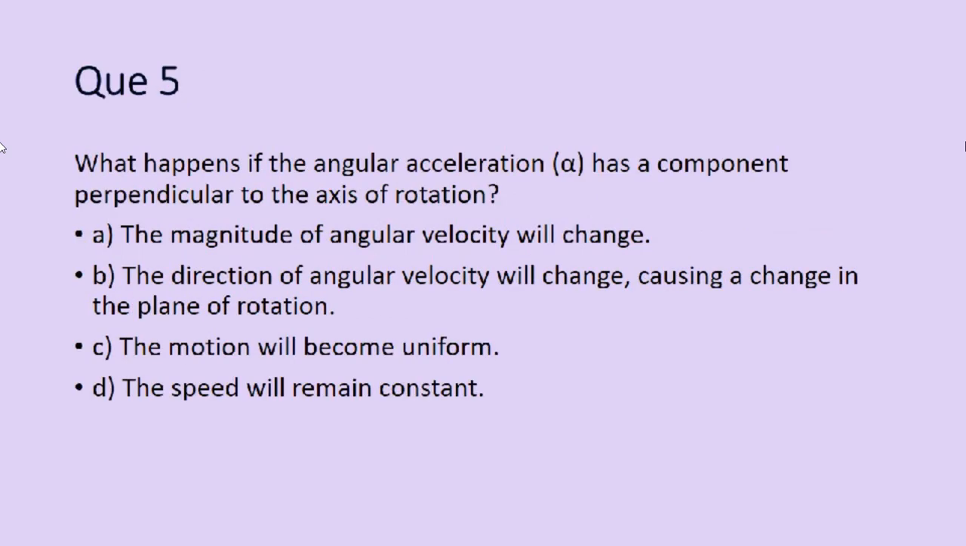Question number 5. What happens if the angular acceleration alpha has a component perpendicular to the axis of rotation? Option A, the magnitude of angular velocity will change. Option B, the direction of angular velocity will change, causing a change in the plane of rotation. Option C, the motion will become uniform. Or option D, the speed will remain constant.